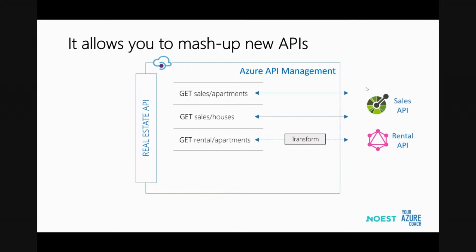So on the front door side, it will expose a get operation to get the rental apartments. And in the backend, it will consume the rental API, the GraphQL API. And it will do the transformation both on the request, but also on the returned response. So let's see how we could do this.